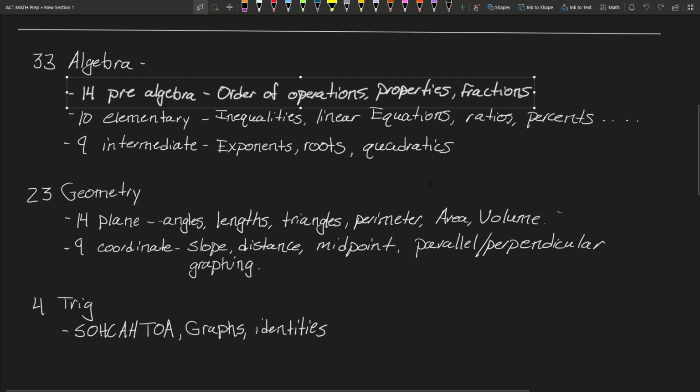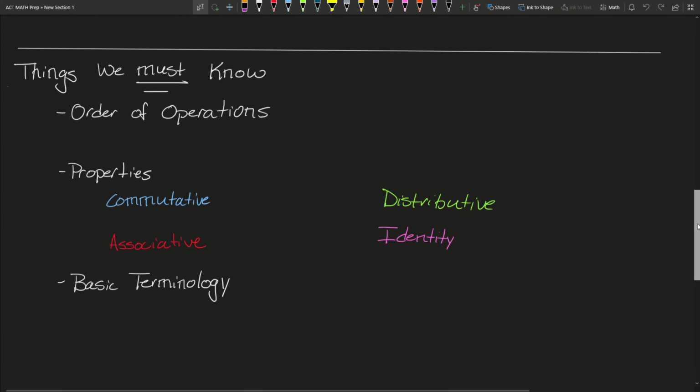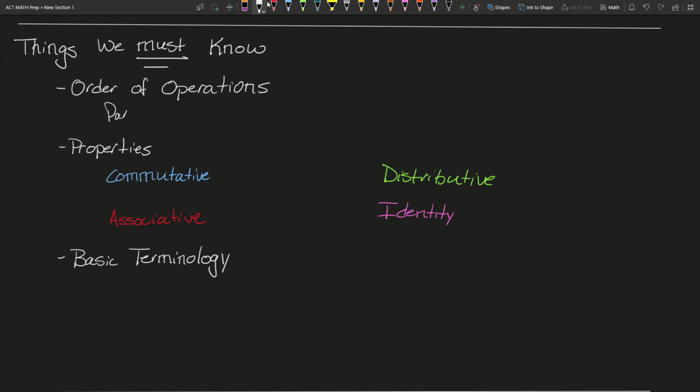So there are some things that we need to go over first, and these are things that I consider we must know. All right. So order of operations. Can someone just tell me really quickly what they are? Okay, so what's the excuse part?